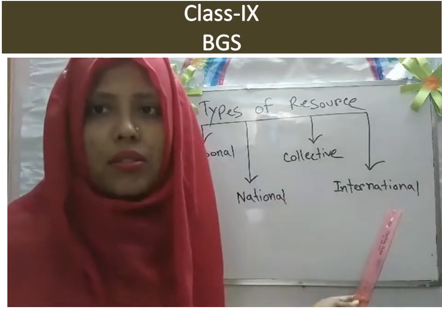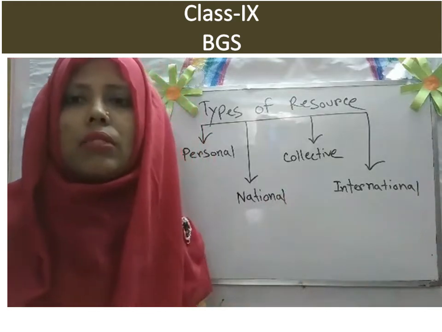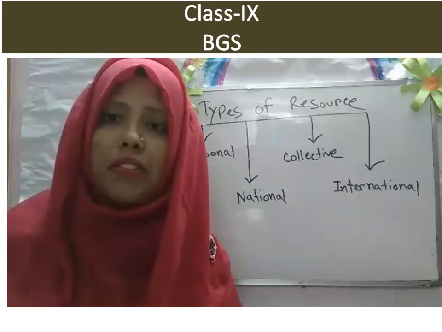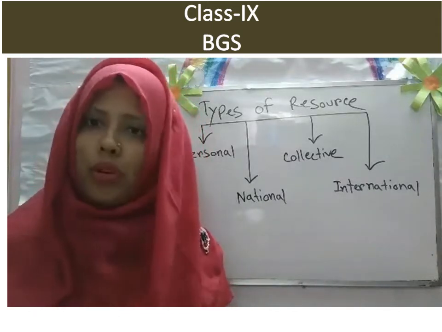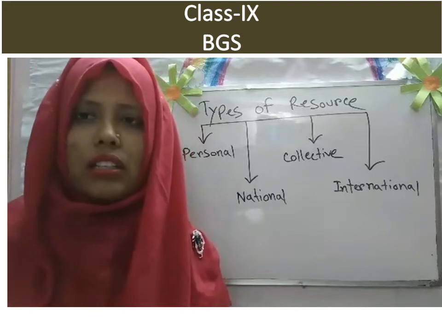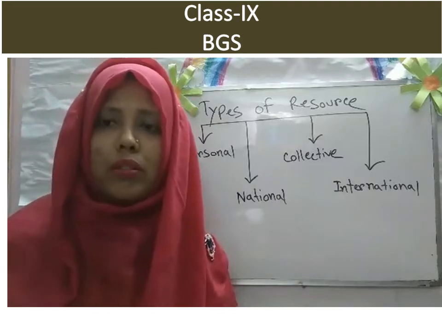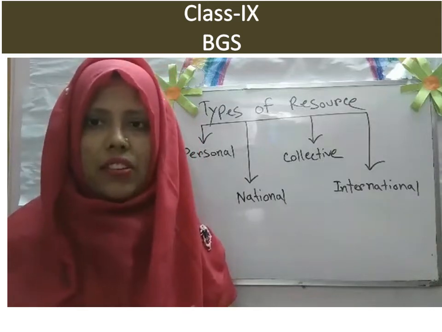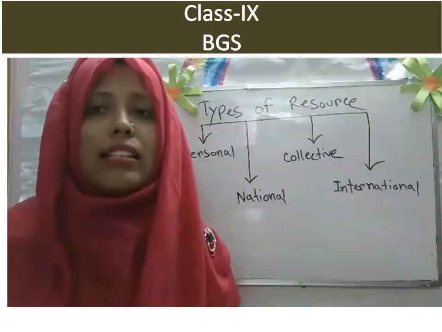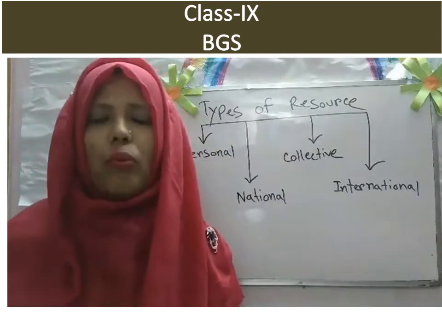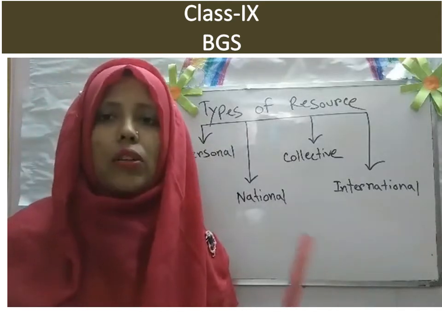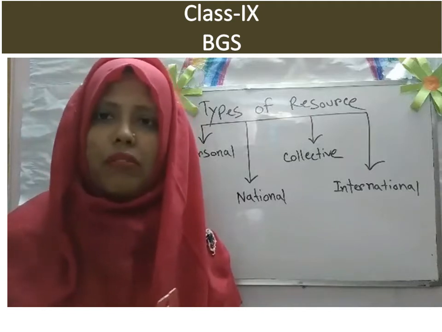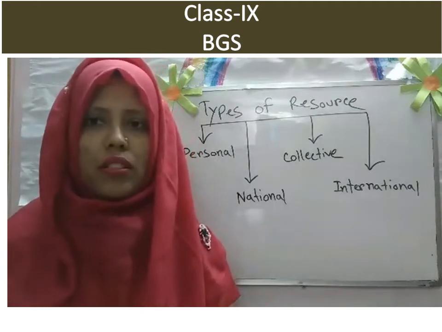After that, international resource. Some resources are not used by a specific state, like an ocean. An ocean cannot be used by one country. That's why it is an international resource. And some scientific inventions, which are made with the involvement of many persons from many countries. That type of invention is international resource.